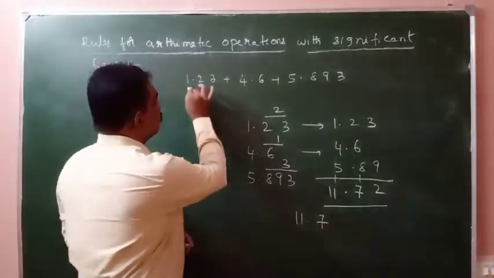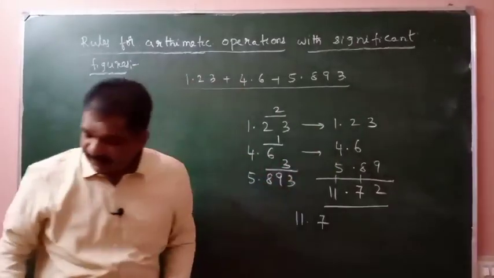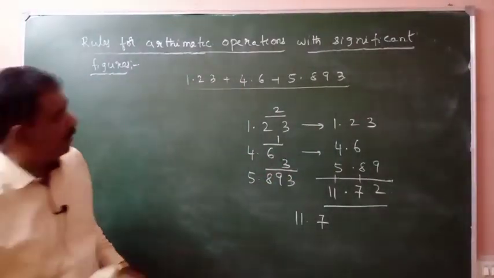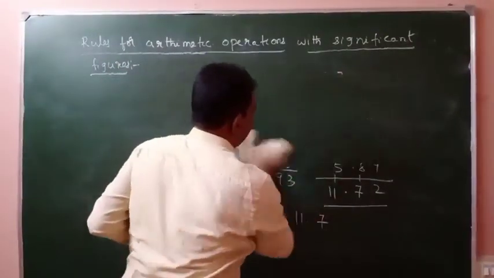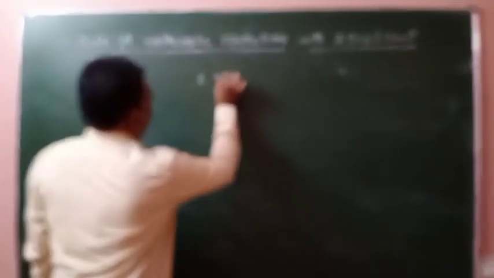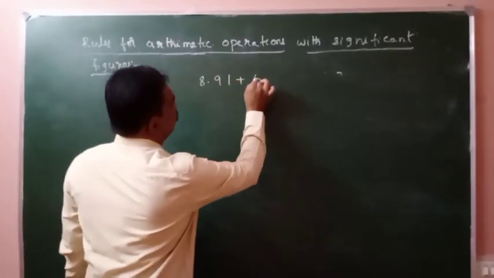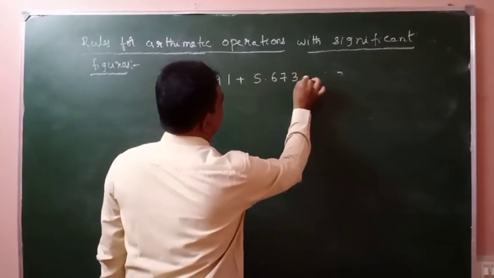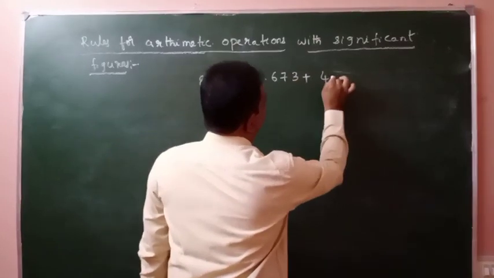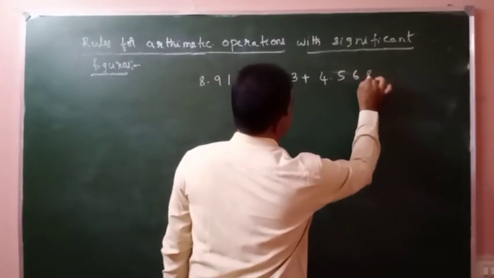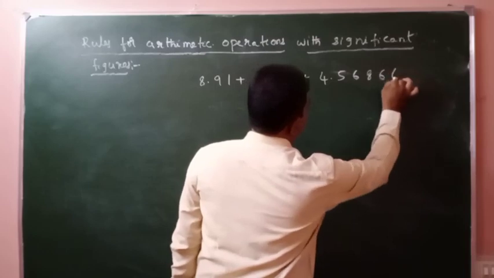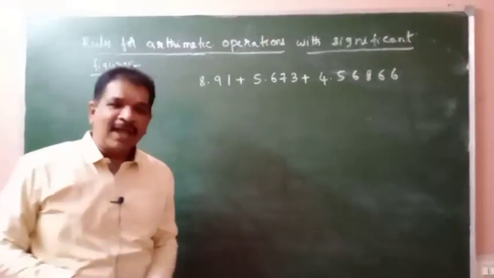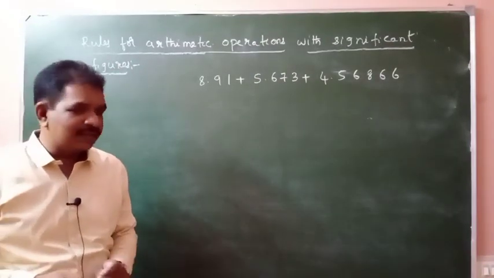Point is clear. This is the given question: add these 3 numbers. Take one more example for better understanding. 8.91, 5.673, 4.56866. Add these 3 numbers like this.